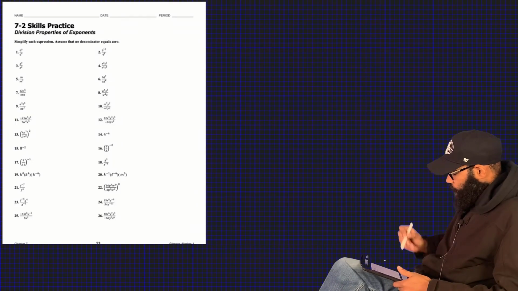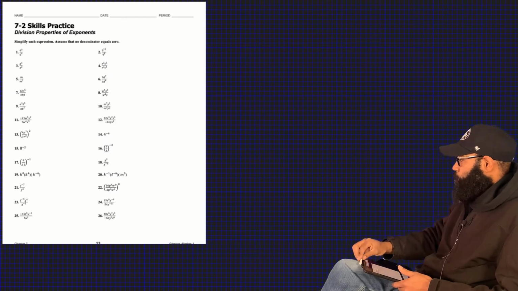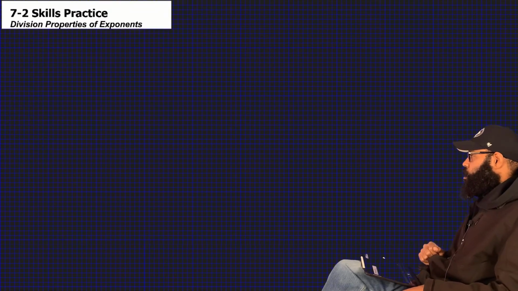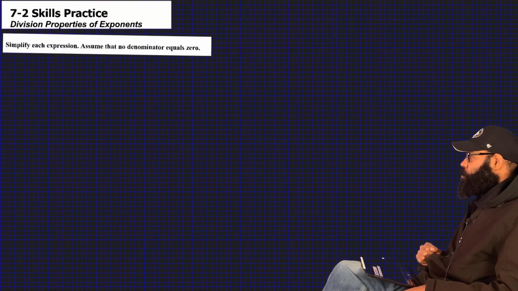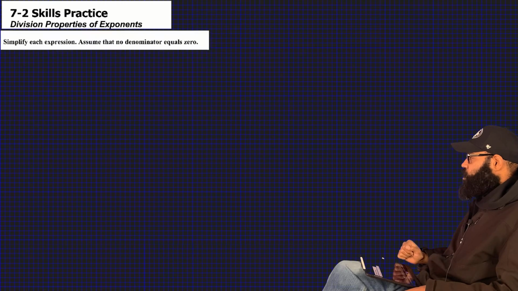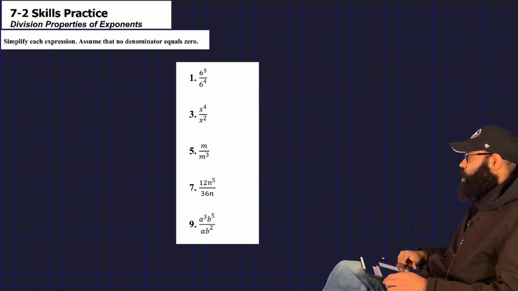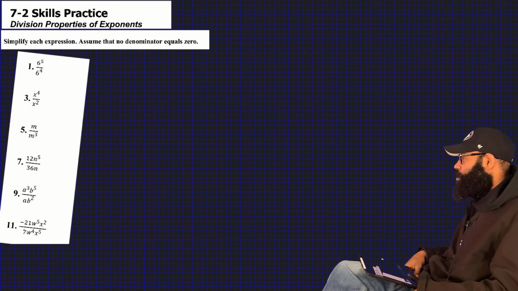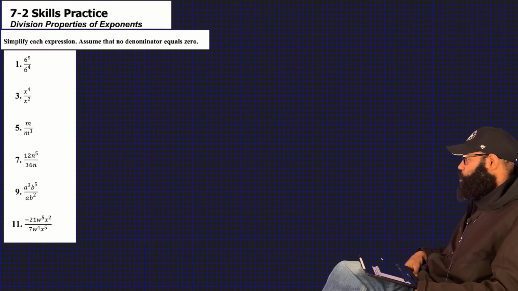And we're started. Beautiful handout, guys. One column, two columns, looking good. Directions: simplify each expression. Assume that no denominator equals 0. Got it. Can't have a denominator of 0. Number 1, 3, 5, 7, 9, 11 looks like the odds.